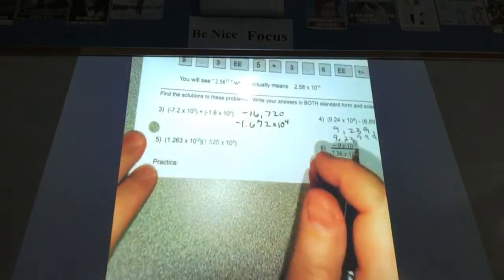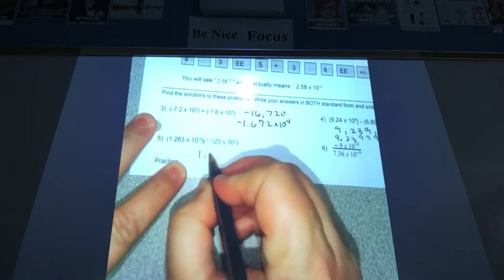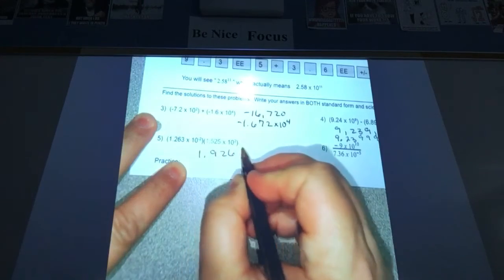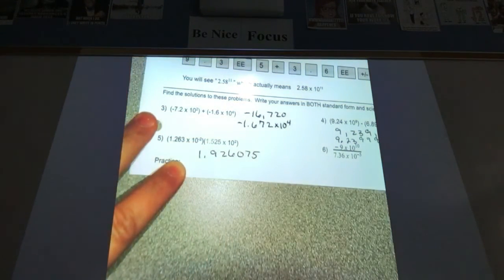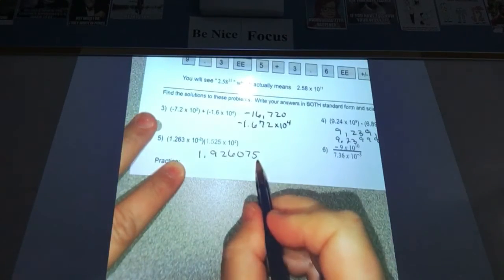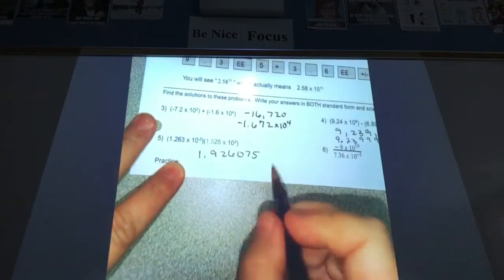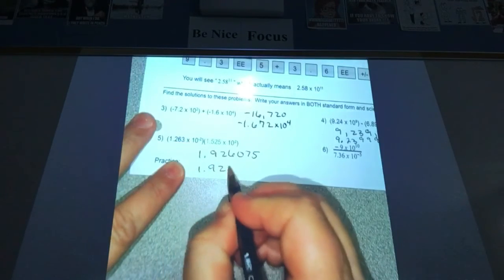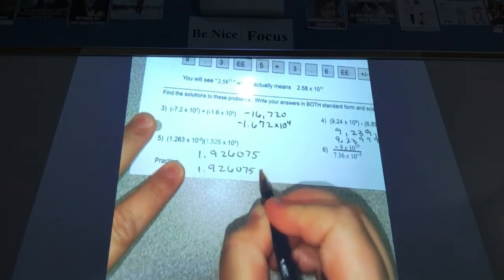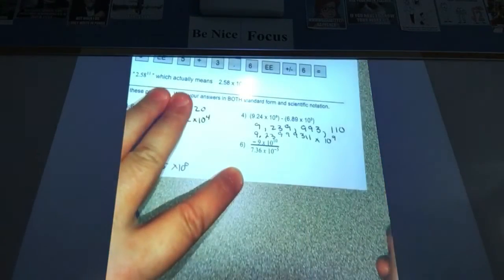On this one, when we do this multiplication, we get the answer 1.926075. In scientific notation, well wait, this is already here, so why would we times it by 10 to the anything? It would be times 10 to the 0. So this one I'm going to not do in scientific notation. If you did it, it would have been that. I guess I did do it, even after I said I wasn't going to.